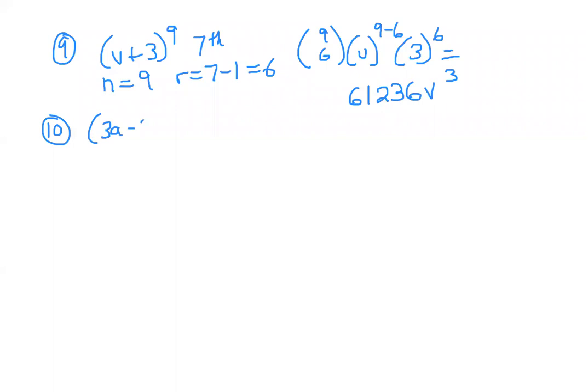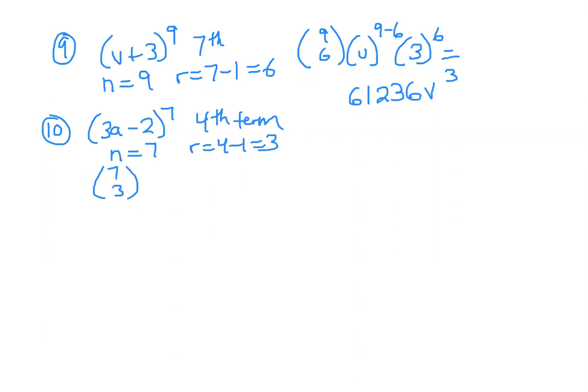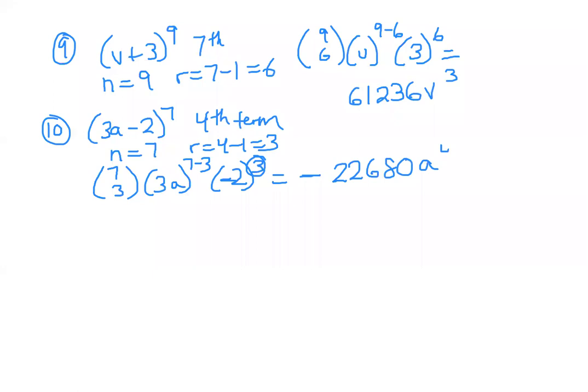3a minus 2 to the 7th and the 4th term. So n equals 7, r equals 4 minus 1, which is 3. We've got 7 choose 3, (3a) to the 7 minus 3, negative 2 cubed. All right, the fact that this is a negative and this is odd tells us it's going to be negative, and it's going to be 22680 a to the 4th, because you have to do 3 to the 4th times whatever you get from here in your calculator.